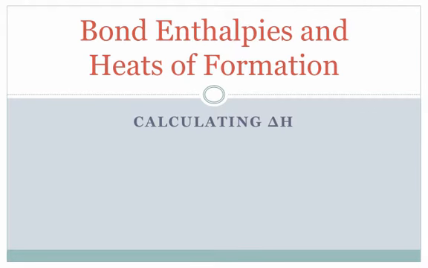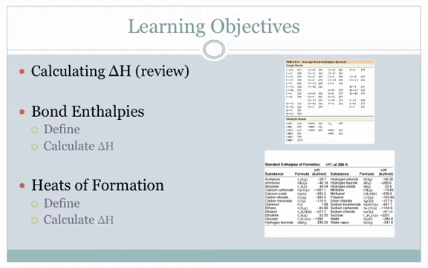Today we're going to be talking about some new ways to calculate delta H values for chemical reactions. In previous videos we discussed using Hess's law to do this. Today we'll be discussing how information from bond enthalpies and heats of formation can get us to the same exact answer.